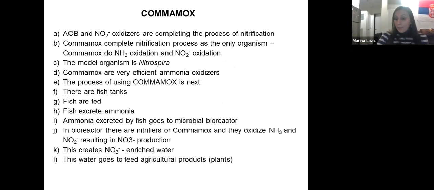And now there is a bacterium that does it all, Comammox. Again, ammonia oxidizers and NO2 minus oxidizers are completing this whole process of nitrification. The first group is oxidizing ammonia, the second group is oxidizing NO2 minus. So Comammox are doing it all. They complete the whole nitrification process by themselves, from ammonia to NO2 minus and on to nitrate. And the model organism is Nitrospira.